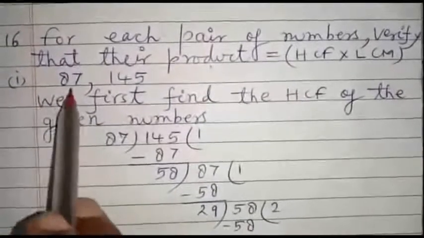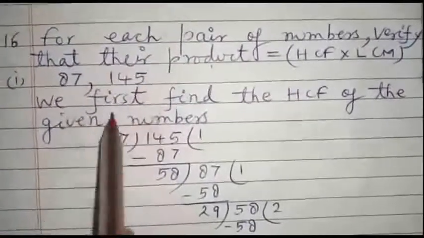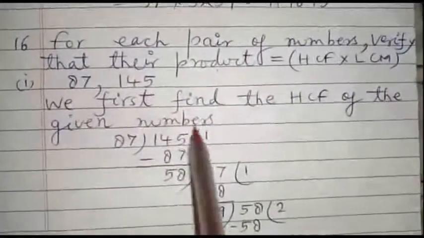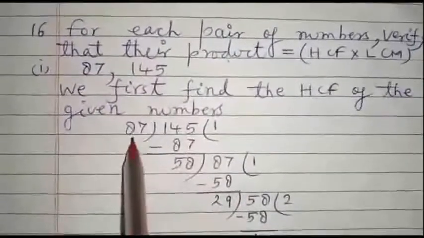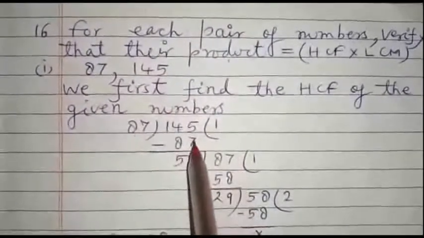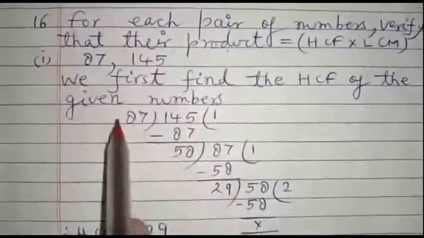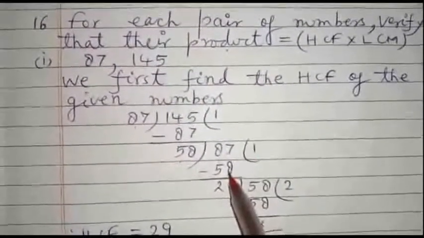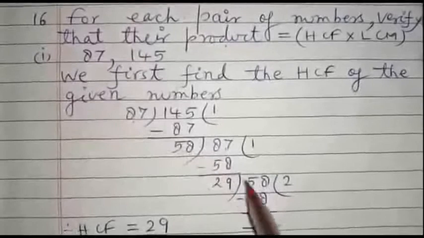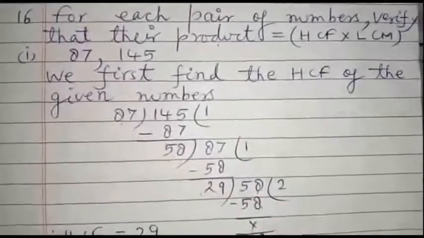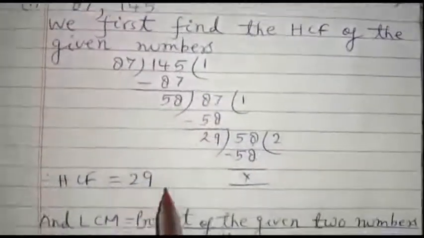Part 1: 87 and 145. We first find the HCF of the given numbers. 145 will be divided by 87. 87 once is 87. Remainder is 58. Now we write 87, 58. 58 once is 58. Remainder is 29. We write 58, 29. 29 twice is 58. Remainder will be 0. HCF is equal to 29.